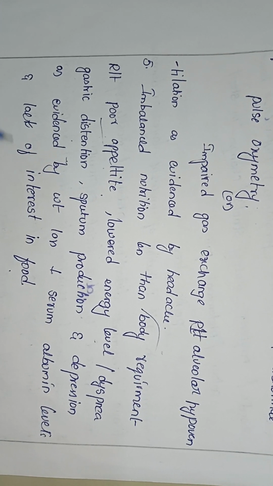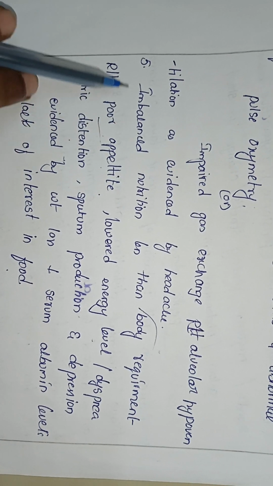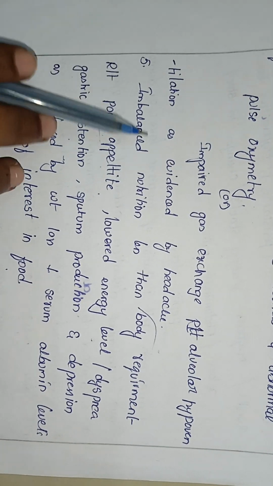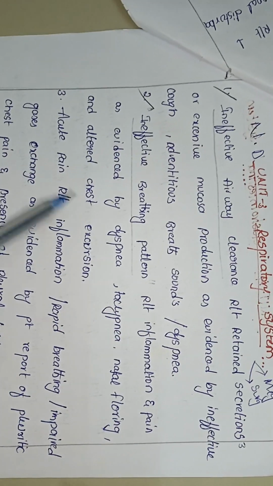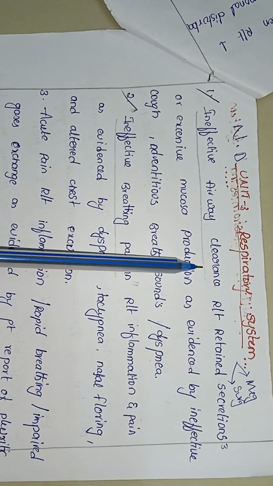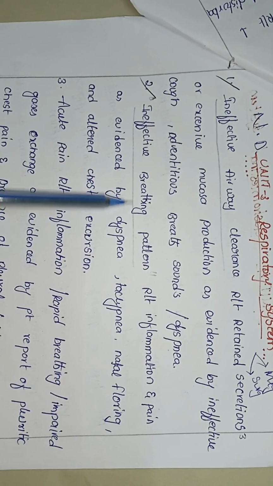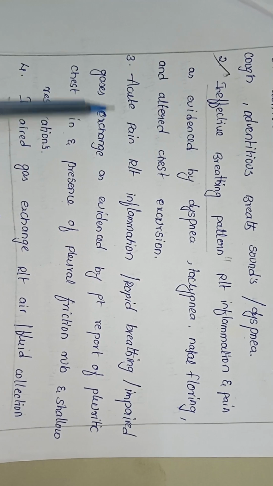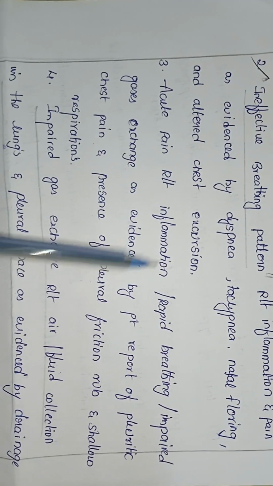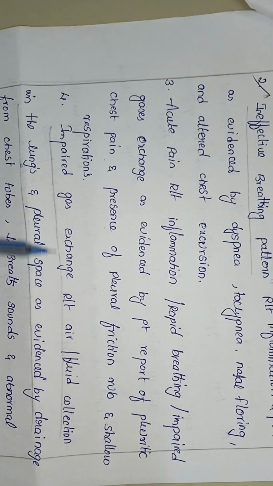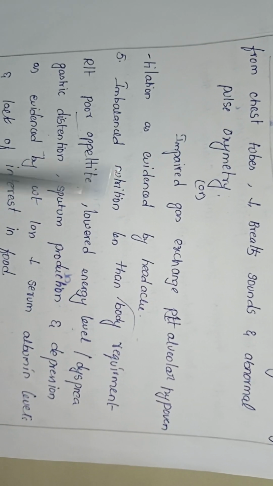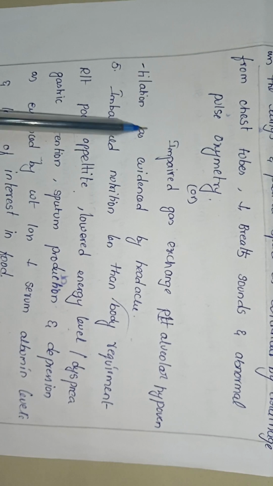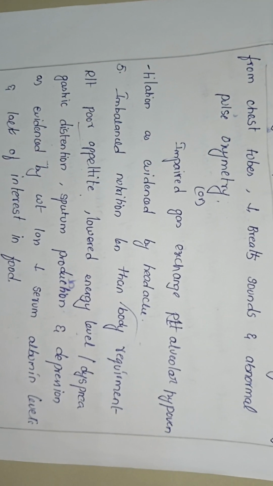These are the nursing diagnoses based on nutrition. So these five are the main important nursing diagnoses for the respiratory system. First one, ineffective airway clearance; next one, ineffective breathing pattern; and acute pain related to inflammation or any breathing problems; impaired gas exchange; and last one is imbalanced nutrition. These are the main and important nursing diagnoses in the respiratory system.